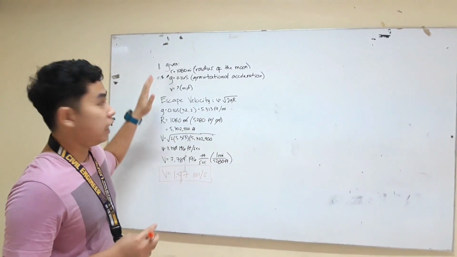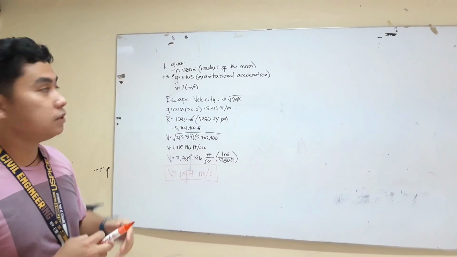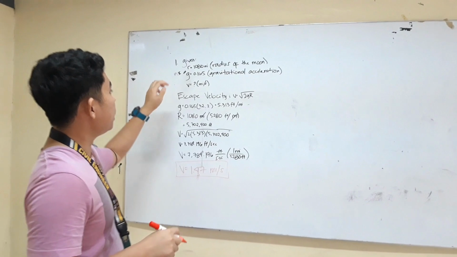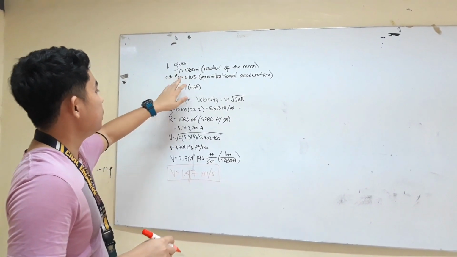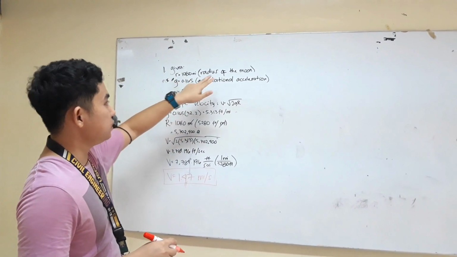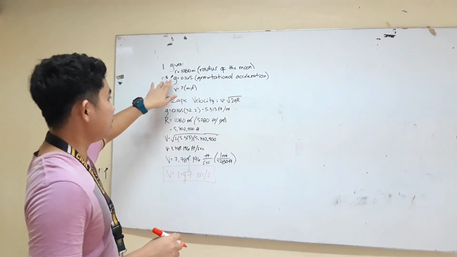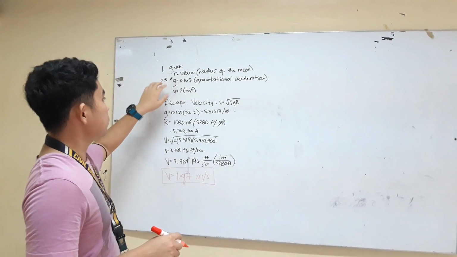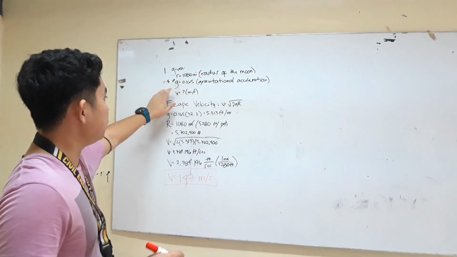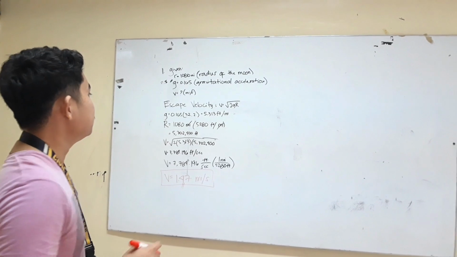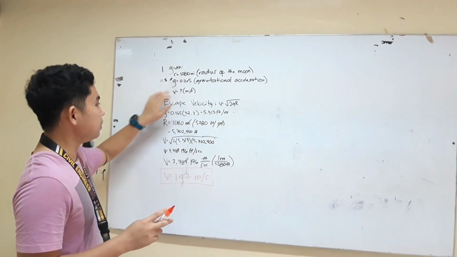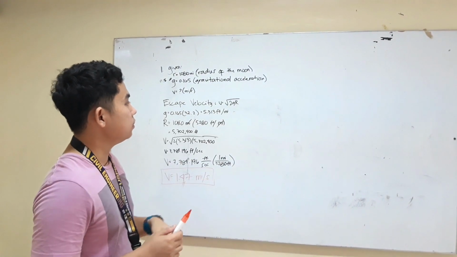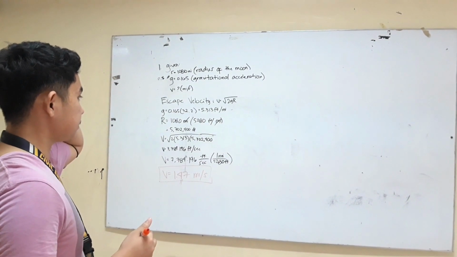I already wrote the given, so there is no need to write it again. The radius of the moon is 1,080 miles, and the gravitational acceleration is 0.165 times that of Earth. The question is, what is the escape velocity? For the escape velocity, the formula is V equals the square root of 2GR.